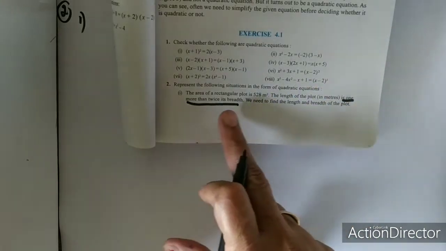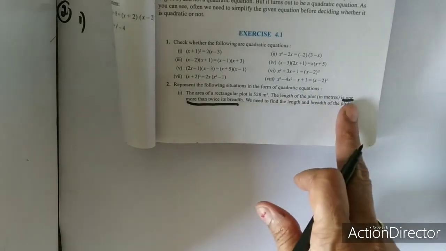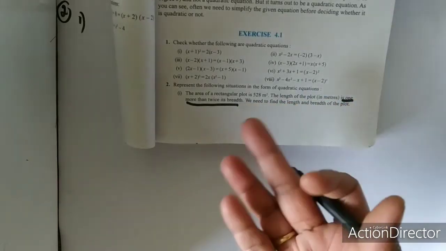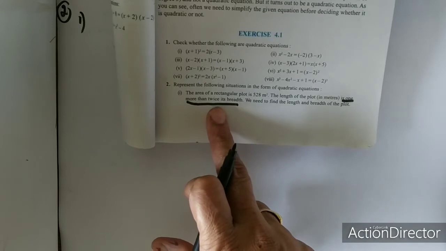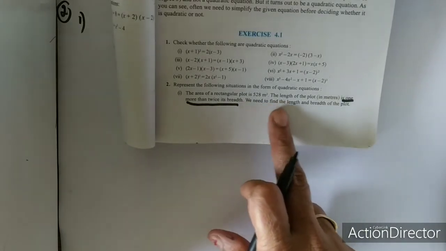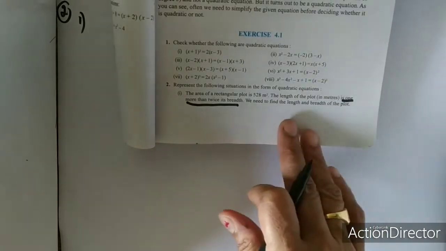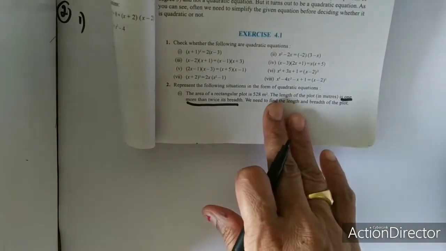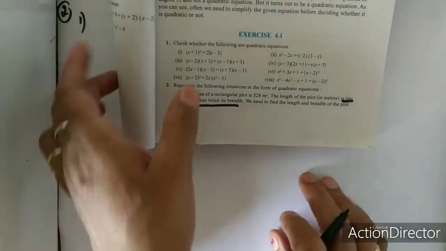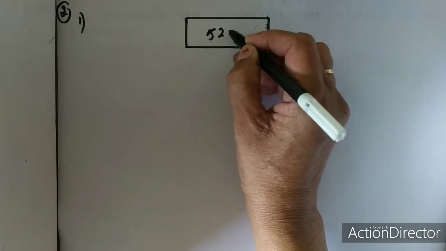Length is dependent on breadth. So we can take breadth as x meter and length as 1 more than, 1 more than means plus, twice means 2 times. So 2 into x, 2x plus 1. We need to find the length and the breadth of the plot. So here we have to form a quadratic equation according to the given sum. So the area of the plot is given as 528 meters square.